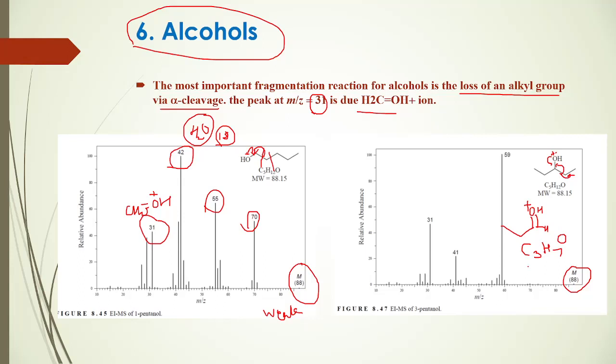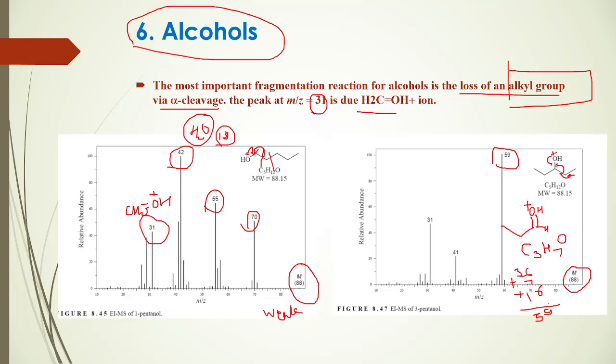So what will be the molecular weight of this fragment? 36 plus 7 plus 16. It is nothing but 59. So this 59 intense peak is again formed due to the loss of alkyl group. Okay, so this is how the alcohols are fragmented in mass spectroscopy.